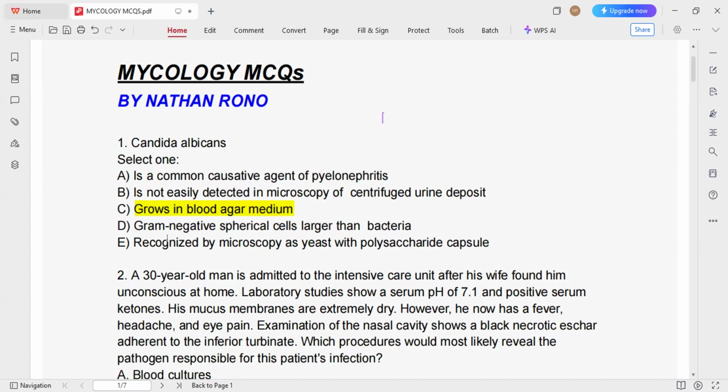Then E, recognized by microscopy as yeast with polysaccharide capsule. What fungus is that? Cryptococcus. Cryptococcus neoformans. Good. So I hope that's clear. Number one.